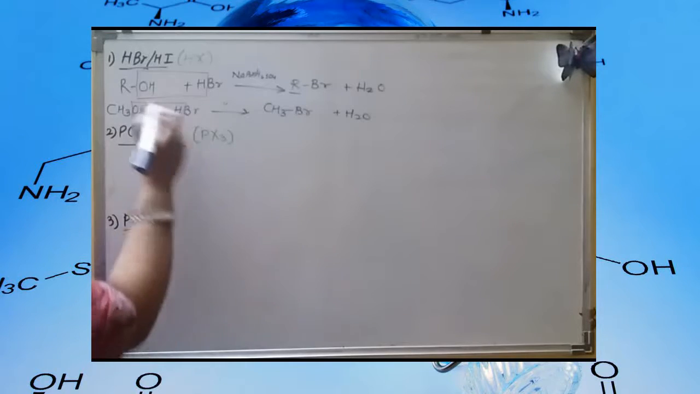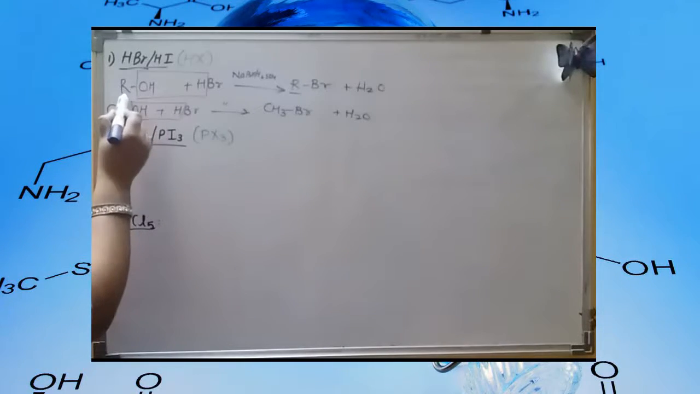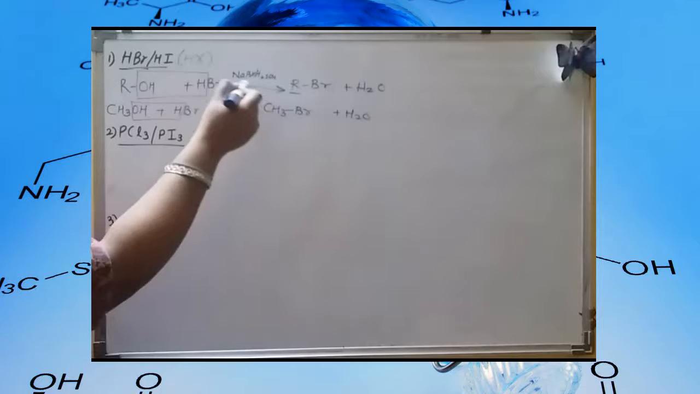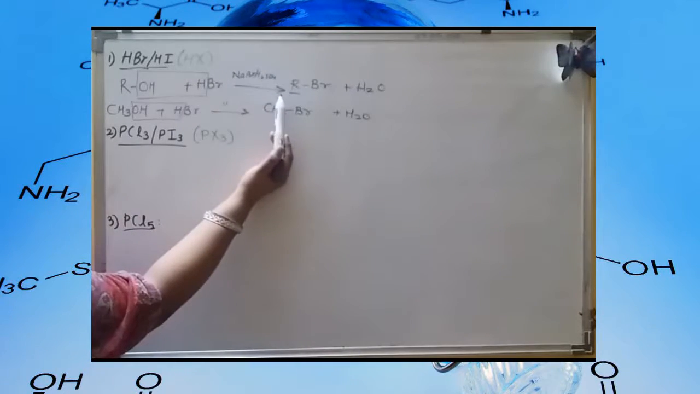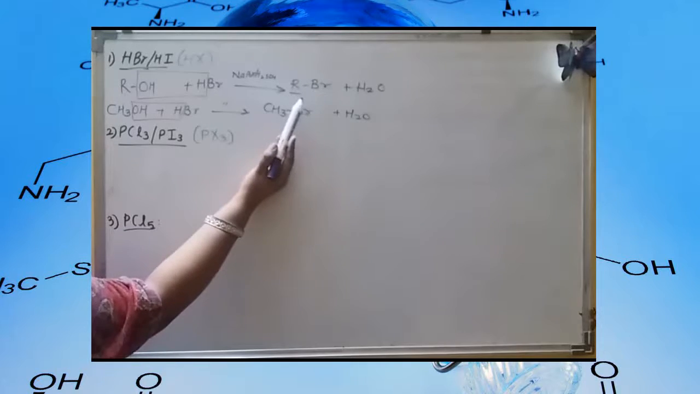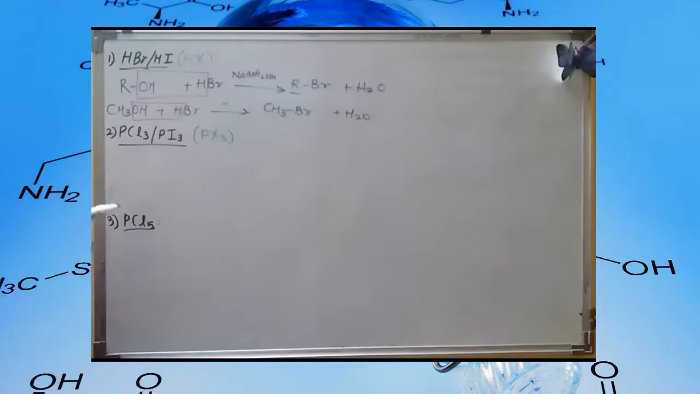Please do remember this. Like when we reflux alcohol with hydrobromic acid in presence of NaBr or H2SO4, we get alkyl bromide and water is a byproduct.